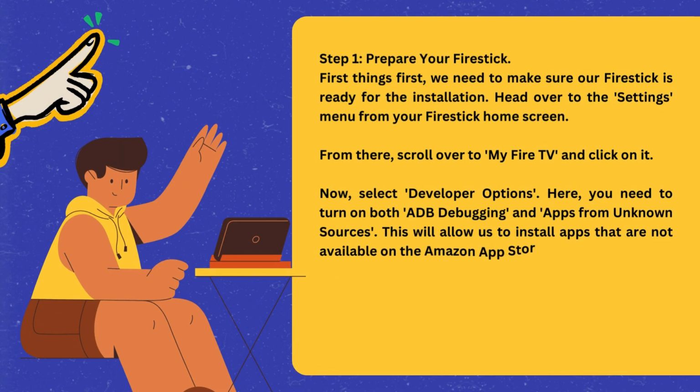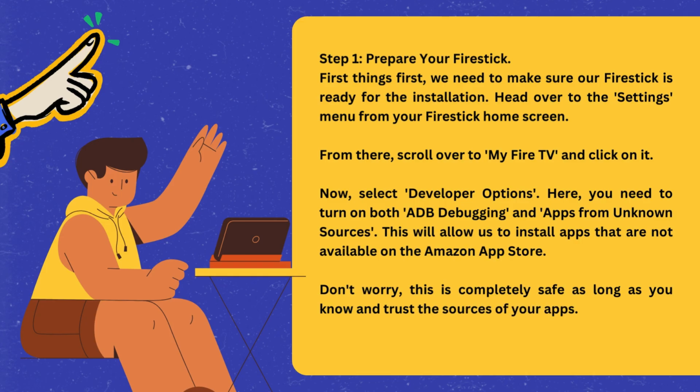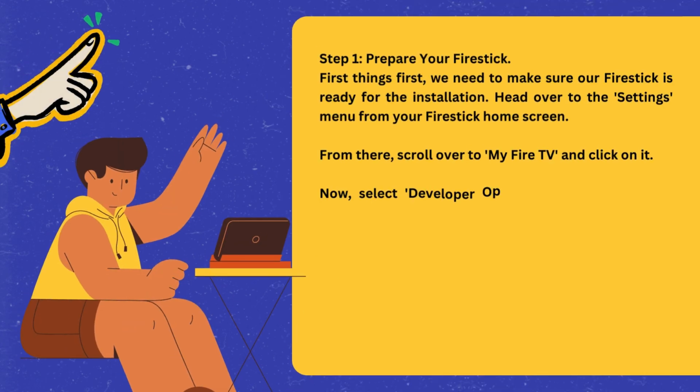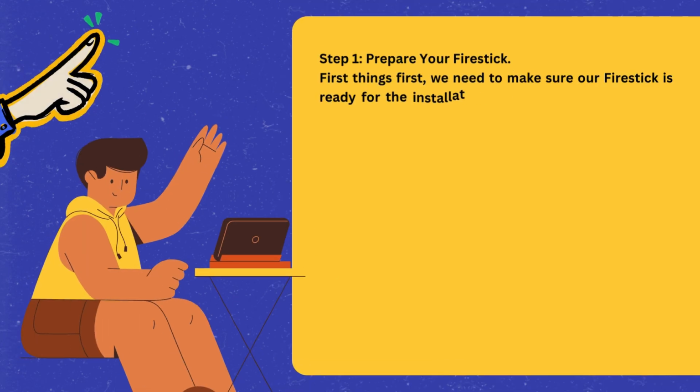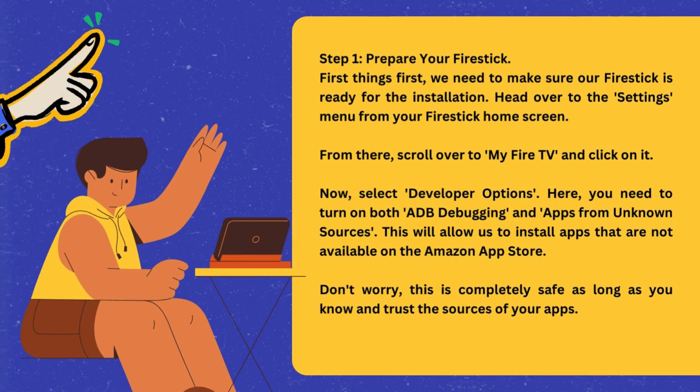Now, select Developer Options. Here, you need to turn on both ADB debugging and apps from unknown sources. This will allow us to install apps that are not available on the Amazon App Store. Don't worry, this is completely safe as long as you know and trust the sources of your apps.